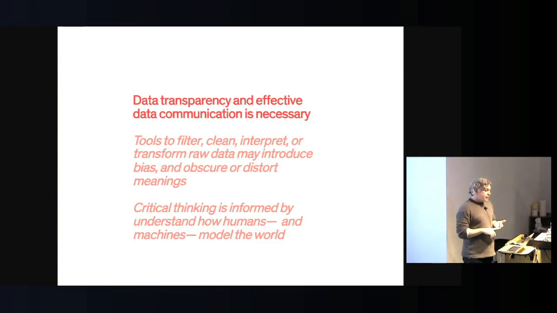The tools to filter, clean, interpret, or transform raw data may introduce bias and obscure or distort meanings. Critical thinking is informed by understanding how humans, and more often how machines, are modeling the world, especially with the rise of the machine, with the popularity of machine learning algorithms and automated decision-making algorithms.